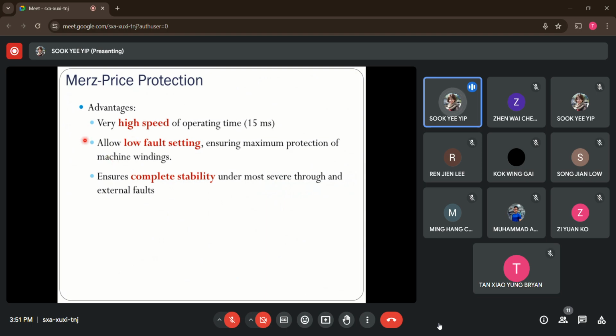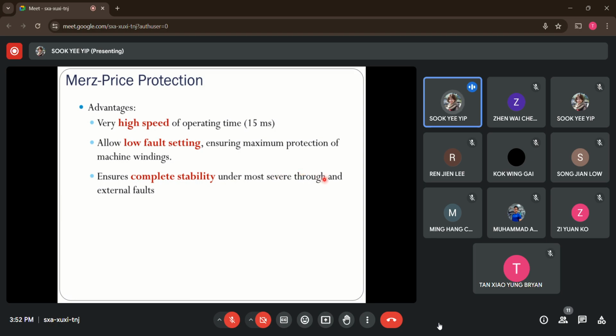Besides, it also allows us to have much lower pickup setting for a fault relay. So in such a case, we can have more percentage of the stator winding near the neutral points being covered against fault situations. And the third good point of using the differential protection scheme would be that we can ensure complete system stability, which means that there is no disruption under severe through fault.